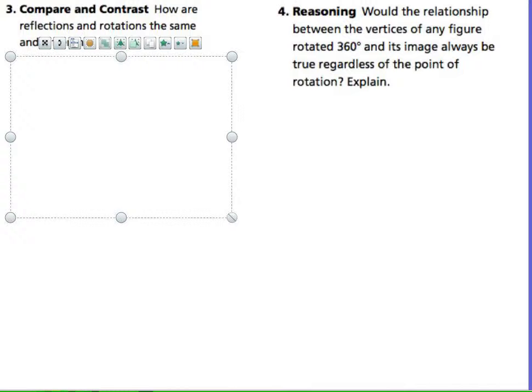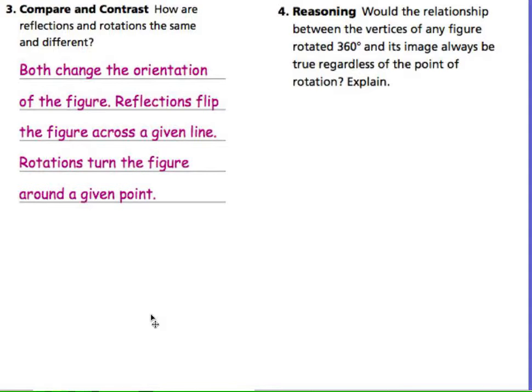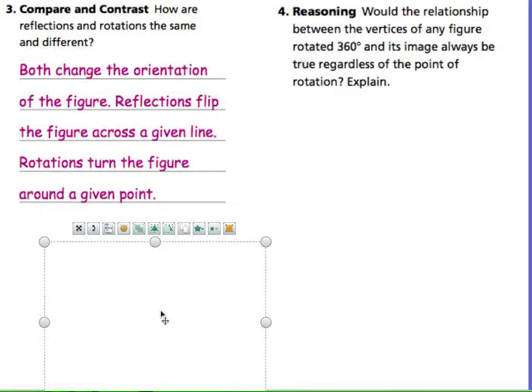Alright, how are reflections and rotations the same, and how are they different? Remember, all the transformations we have studied so far change the orientation of the figure, okay? They either slide them, flip them, or rotate them, but they do not change the size or shape, okay? The difference, though, is that reflections flip the figure across a given line, while rotations turn the figure around a given point. Okay, think of it this way. A mirror image flips while a rotation turns.